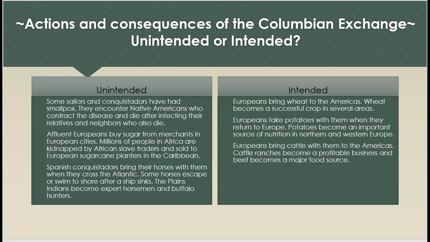Actions and consequences of the Columbian Exchange, unintended or intended. Some of the unintended, meaning not on purpose, consequences were: some sailors and conquistadors have had smallpox. They encounter Native Americans who contract the disease and die after infecting their relatives and neighbors who also die. Affluent Europeans buy sugar from merchants in European cities. Millions of people in Africa are kidnapped by African slave traders and sold to European sugarcane planters in the Caribbean.